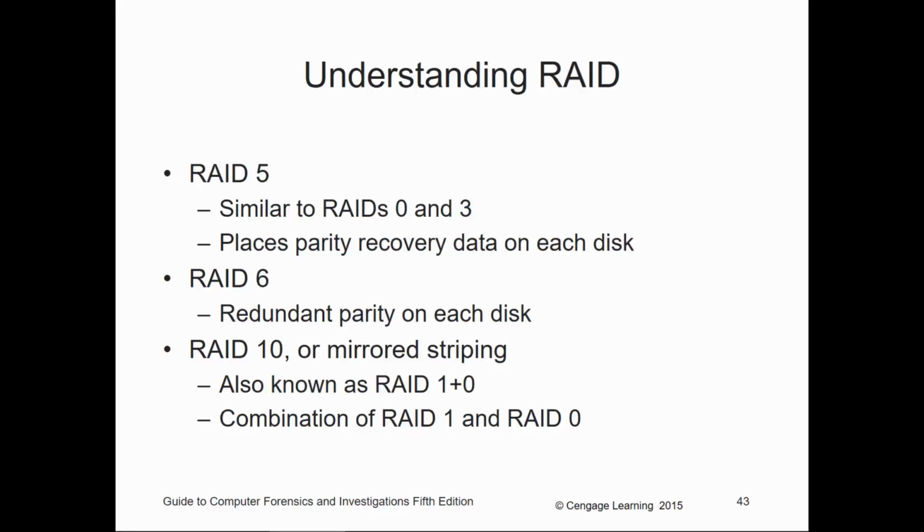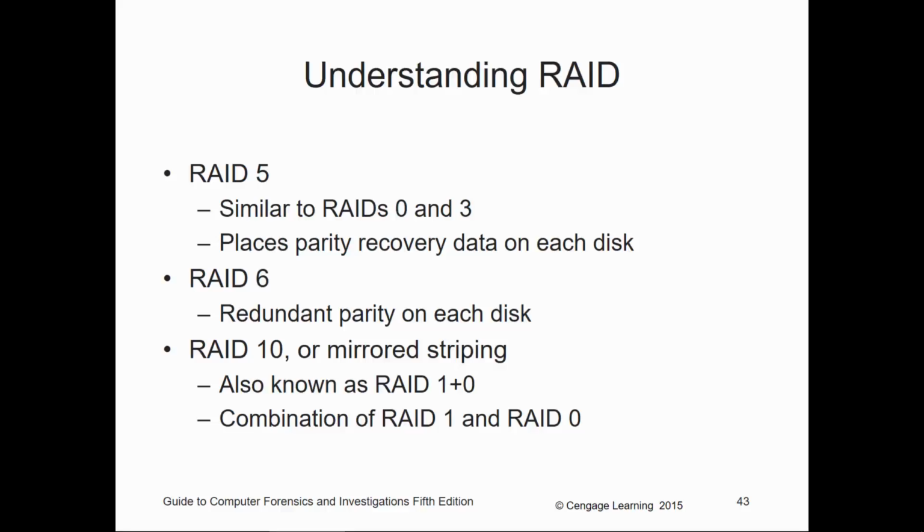The better examples are going to be RAID 5 and RAID 6. RAID 5 is similar to RAID 0, and it places parity, or a recovery portion, on each disk. Thus, having one disk go down, you can recover it. But what happens when you have 5 disks and you're doing RAID 5 and you lose 2 disks? Well, RAID 5 is a little bit harder to recover from that. That's where RAID 6 comes into play. RAID 6 has redundant parity on each disk, so that if we lose 2 disks, we're okay.